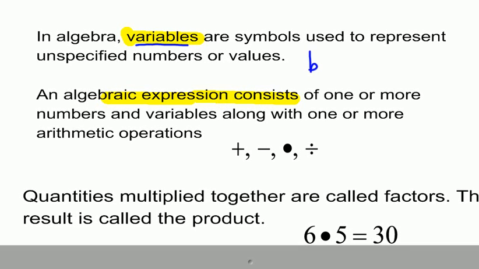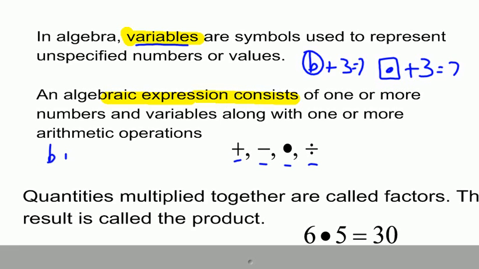Instead of writing b plus 3 the way we did in earlier grades, that's how we do it in algebra. This here is the same as the variable. An algebraic expression consists of one or more numbers and variables along with one or more arithmetic operations. These are arithmetic operations right here. So an algebraic expression, just like I discussed earlier: b plus 3, x plus 7, 3y. Those are variable expressions.